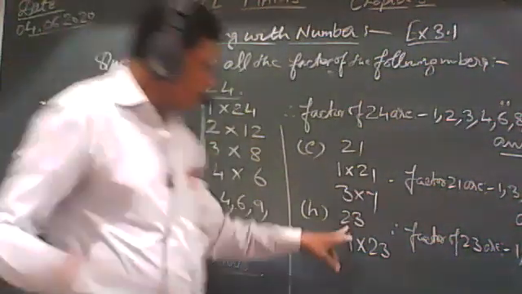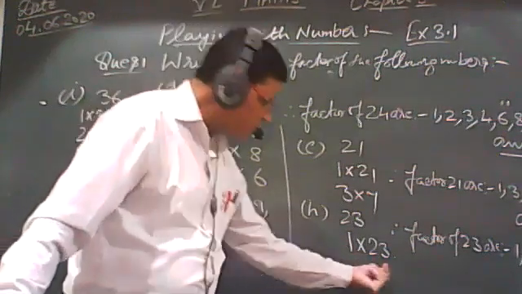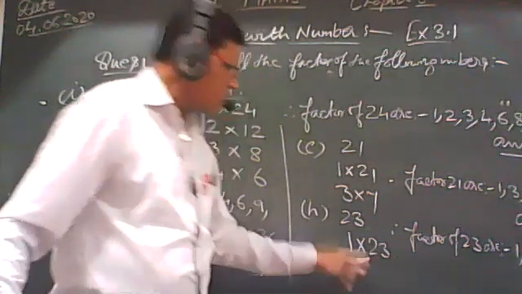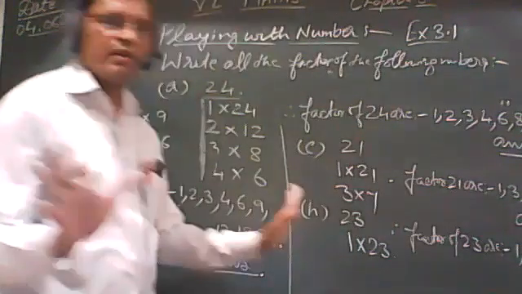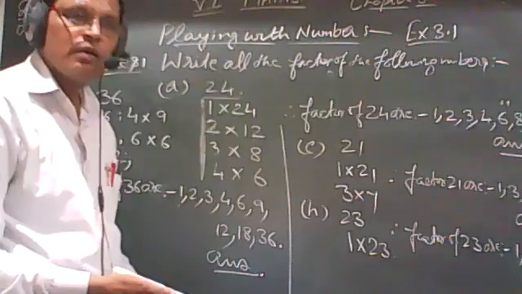H is a prime number. It has only 2 factors. We write 1 into 23. No other factors, because it is a prime number. Therefore, the factors of 23 are 1 and 23. That is our answer. Now, the question.